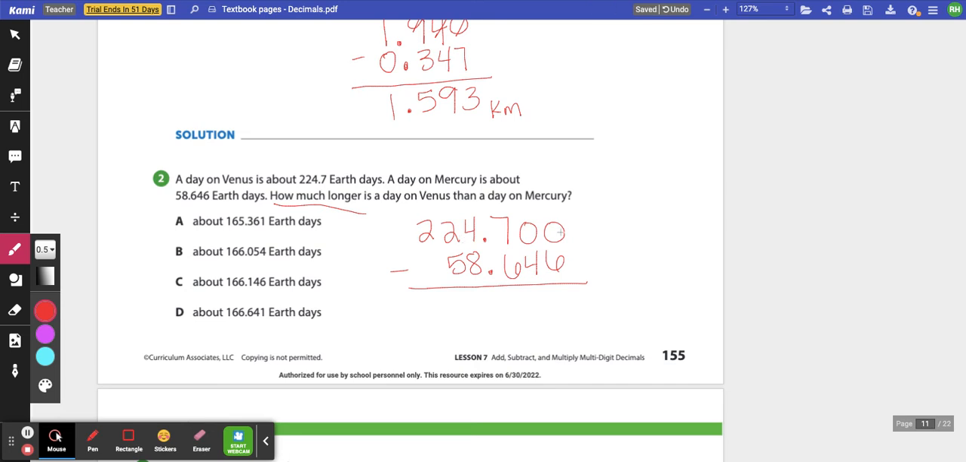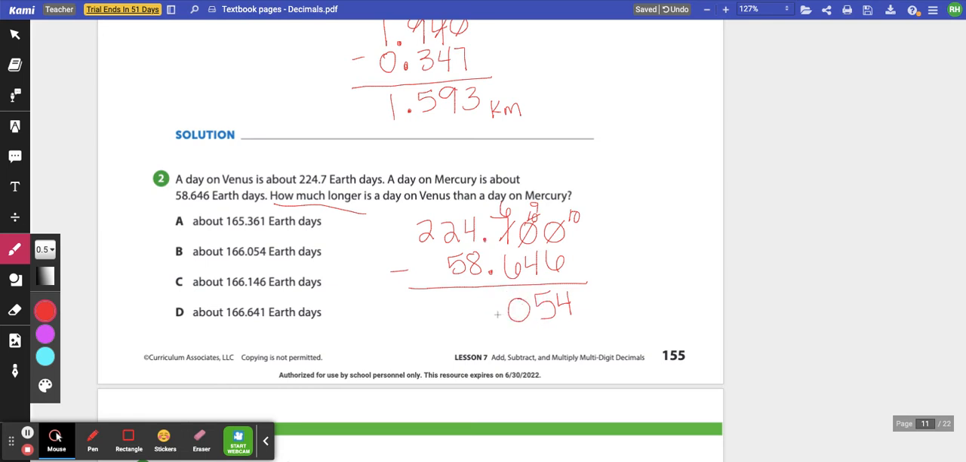So now I subtract. I cannot do 0 minus 6, so I'm going to have to regroup. Nothing to borrow from here, so I'm going to have to come over to the 6. This would be a 10, but I still have to give one to my next door neighbor, so I'm going to make that a 9. Now I can do 10 minus 6, 9 minus 4, and 6 minus 6 is 0.